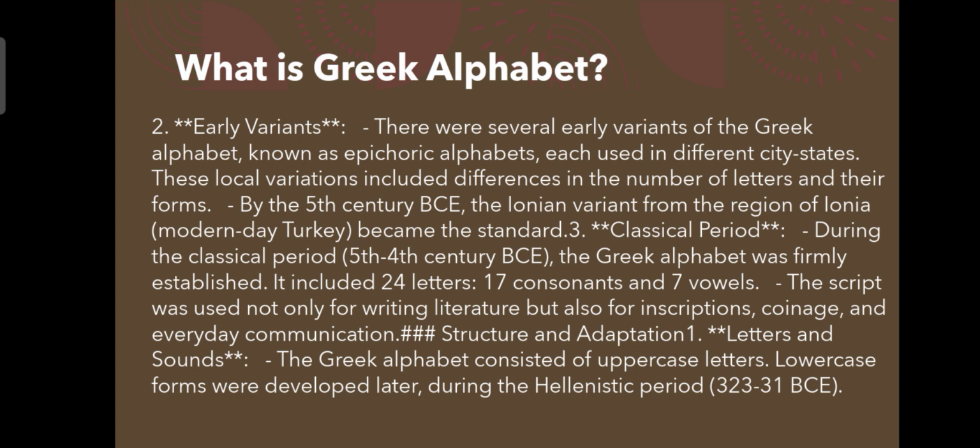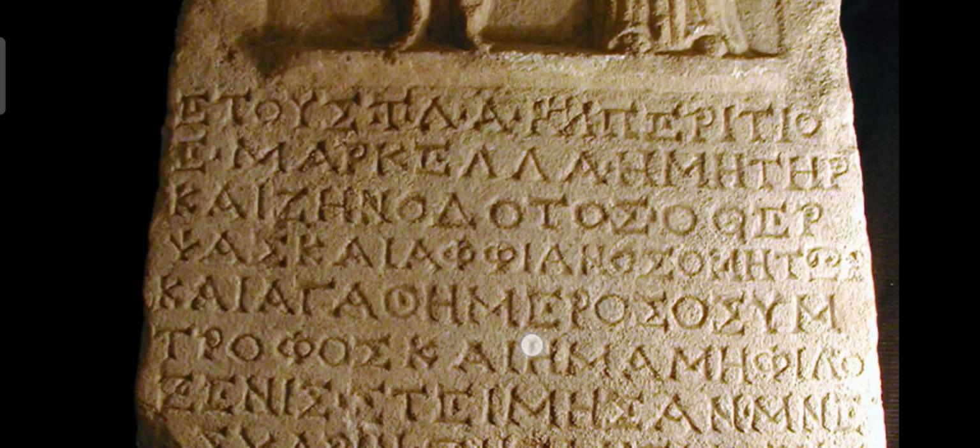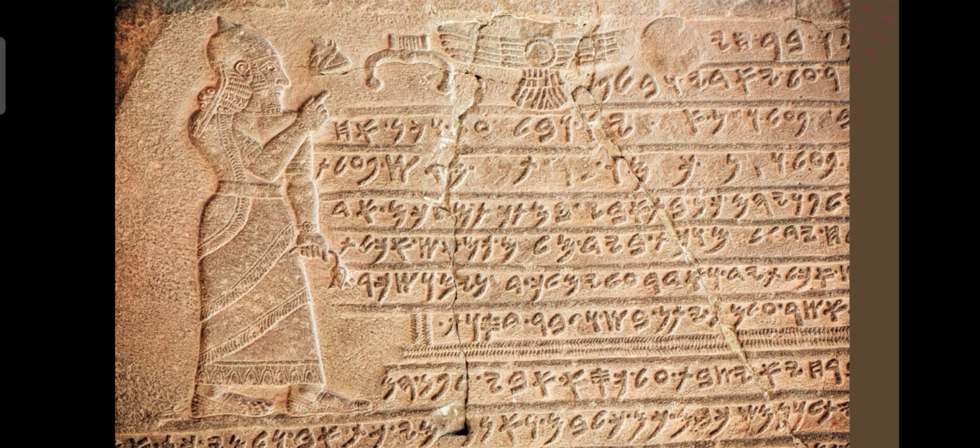Structure and adaptation. Letters and sounds. The Greek alphabet consisted of uppercase letters. Lowercase forms were developed later during the Hellenistic period, 323 to 31 BCE. This is what the Greek letter writing looked like. I think they wrote it on clay or tablets. So this is the Phoenician one. Yeah, they look the same.